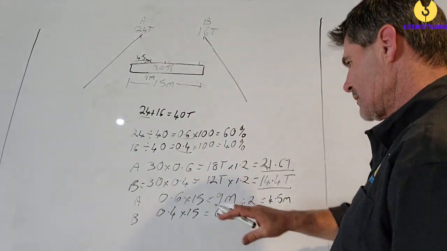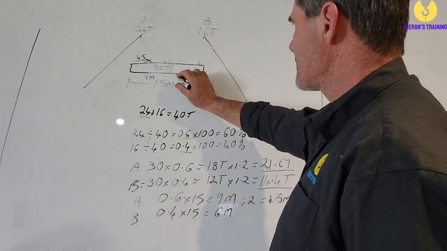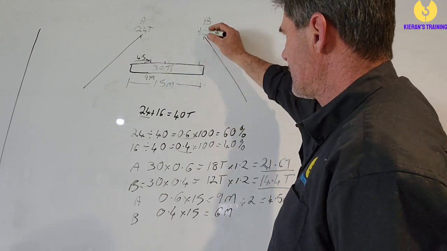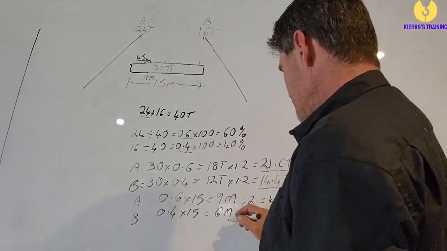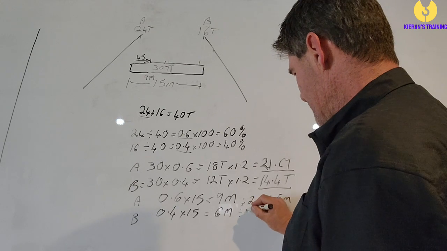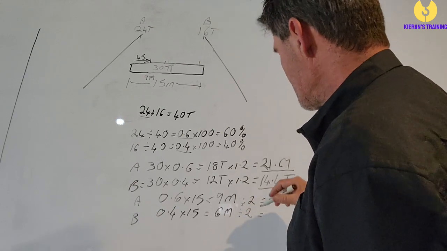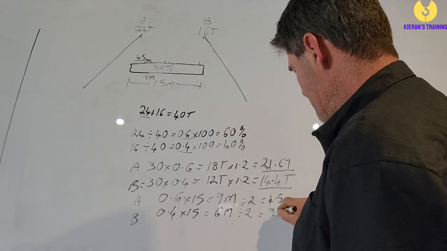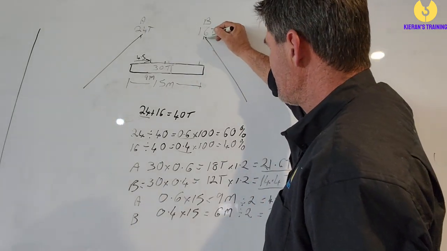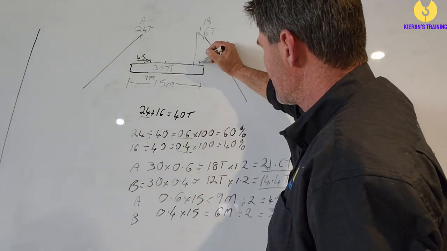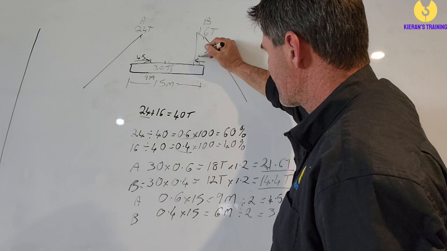Okay, same again on crane B. Crane B is going to be carrying 6 metres, so 6 metres divided by 2 equals 3. So crane B will be 3 metres from the edge.